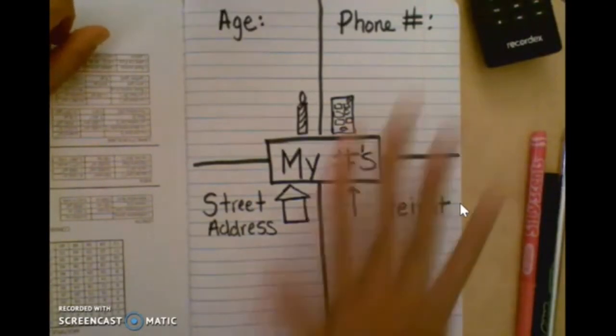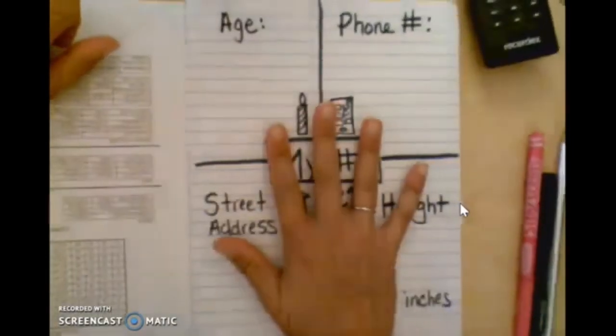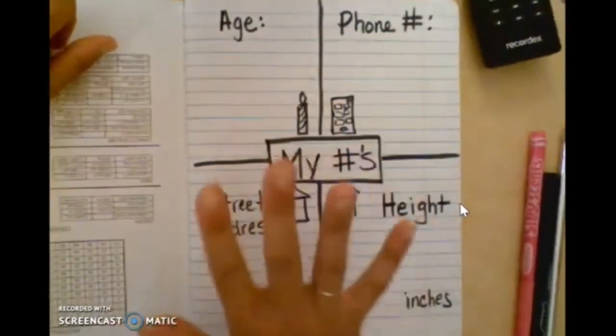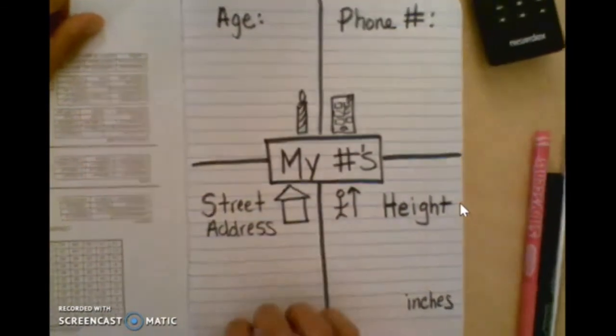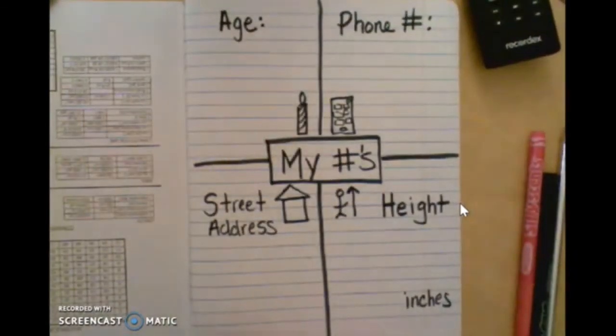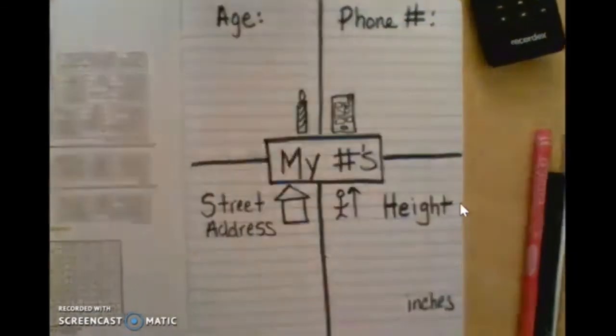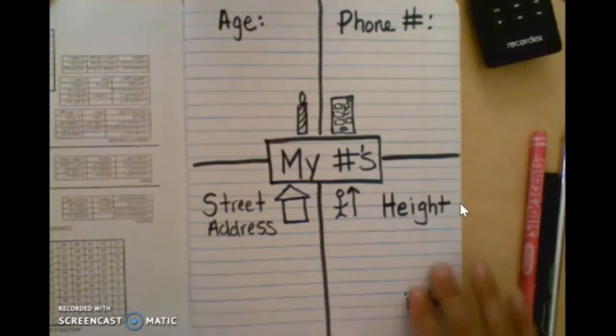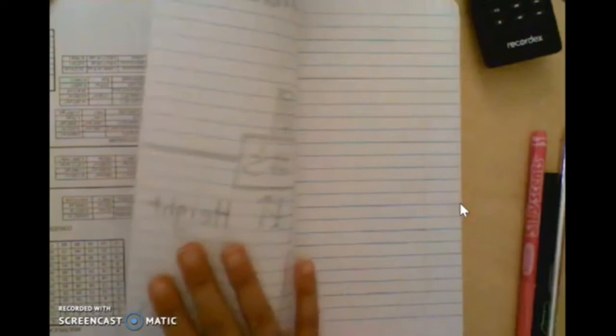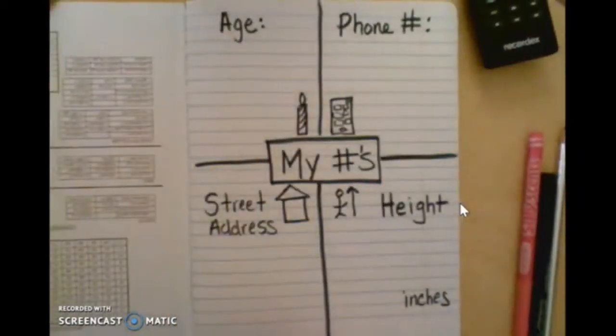All right, so you guys are going to be filling this out. And then if you fill out all of these things, the next time we meet over virtual learning, we'll talk about what you wrote down, and I'll share all my information with you, and I want to see what you did too. And we're going to keep filling this out.